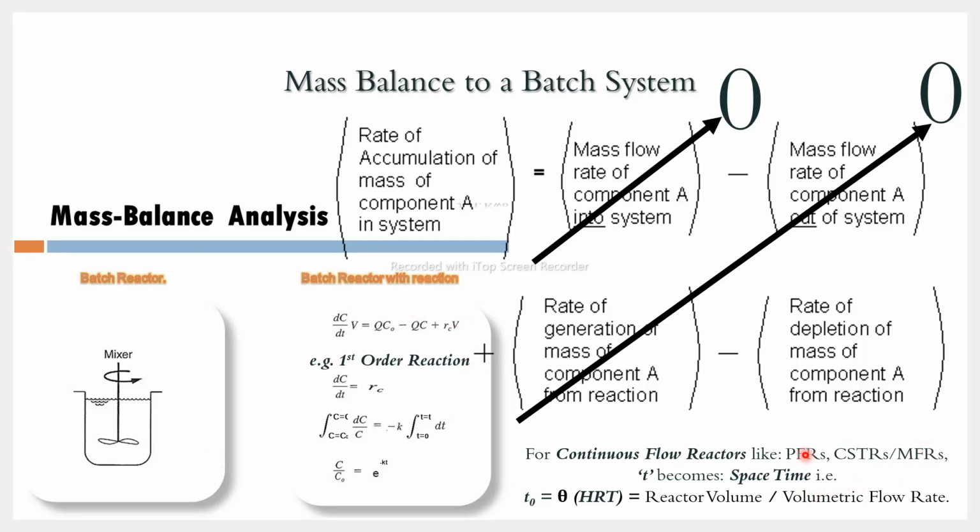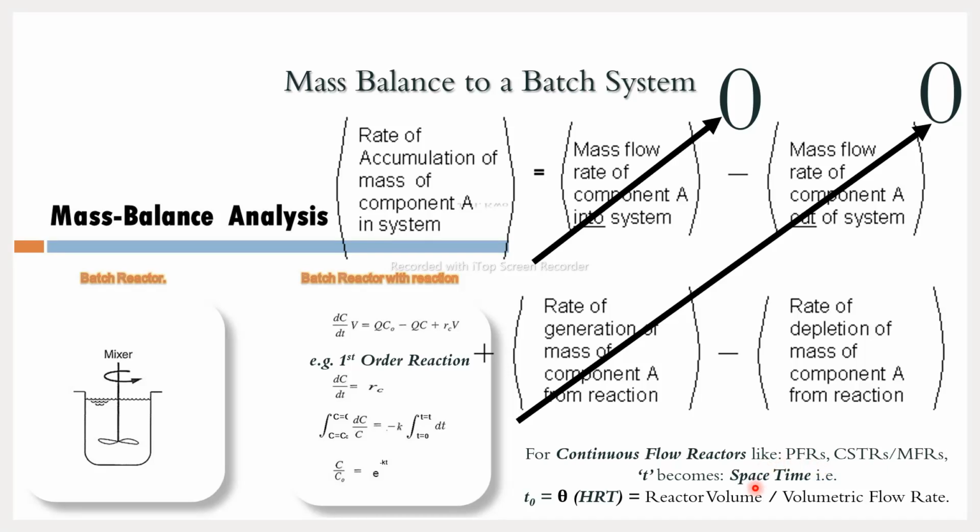But in case of a continuous system, it becomes space time. Why? Because there is continuous flow of water in and out. So there, how is the T naught represented? This T becomes T naught here, or theta. That is represented as the reactor volume divided by the volumetric flow rate, just like we solved the lake problem earlier. So this is termed the space time.